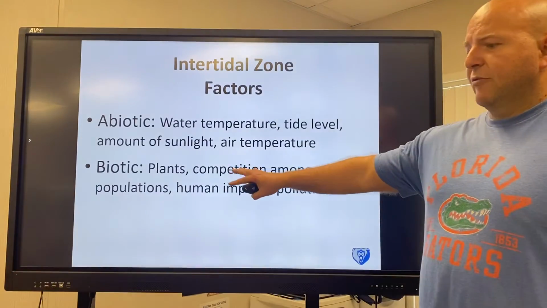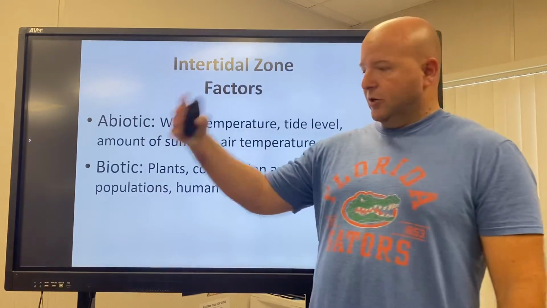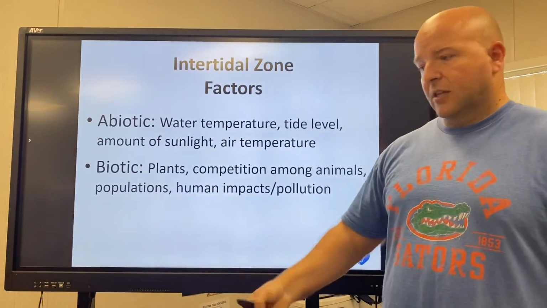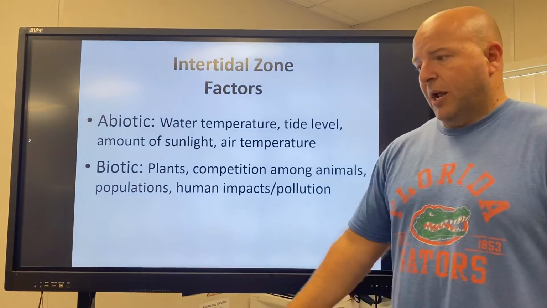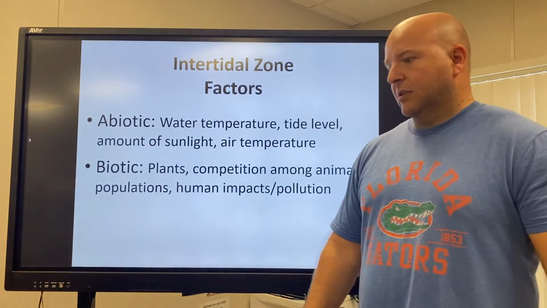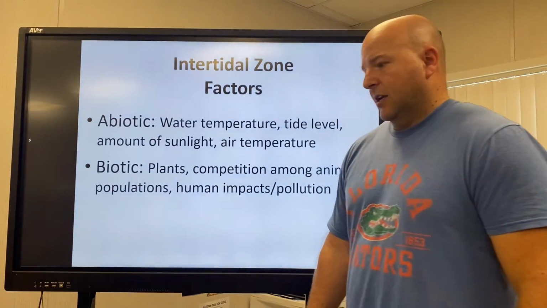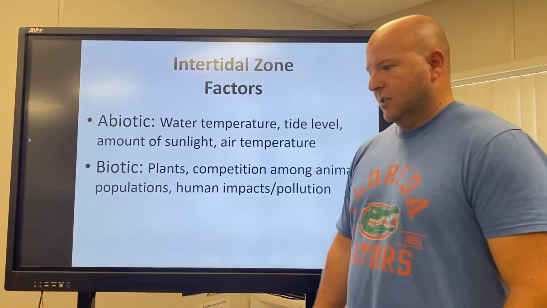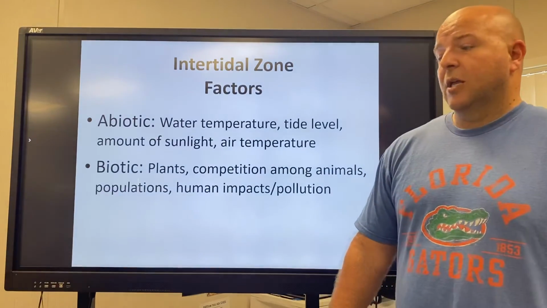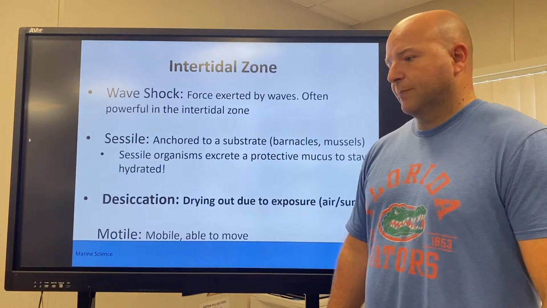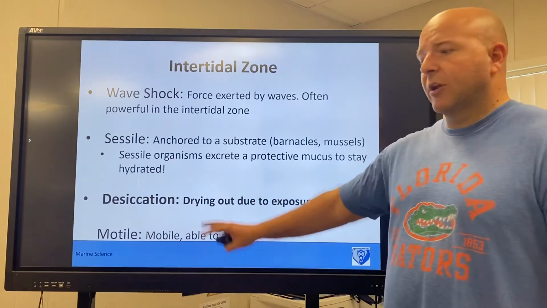Some of the abiotic factors here include the water temperature, the tide level as it goes in and out, sunlight, air temperature, and then biotic factors can be the plants, other animals, and having to compete for different resources, and then the human impact as well. Some things that have to be dealt with here.